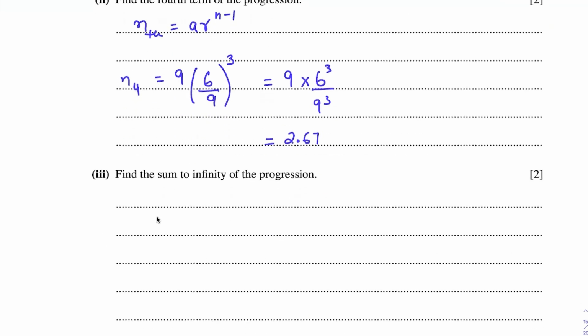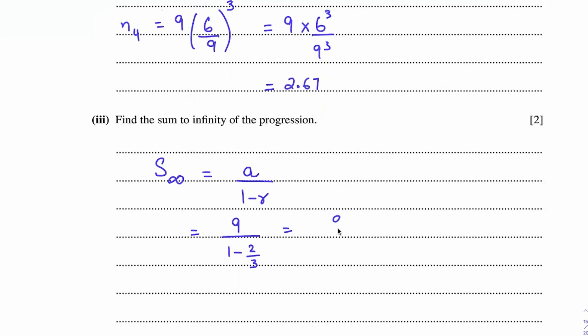For sum to infinity, the formula is a divided by 1 minus r. So a is 9 divided by 1 minus the common ratio, which was 6 upon 9 or 2 upon 3. So we get 9 upon 3 minus 2 upon 3. So this will become 27.